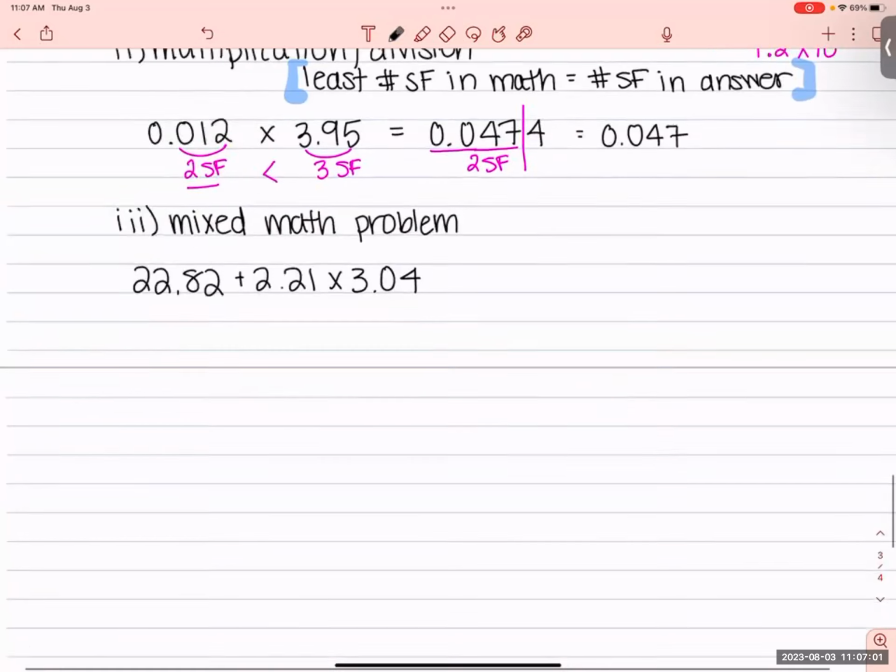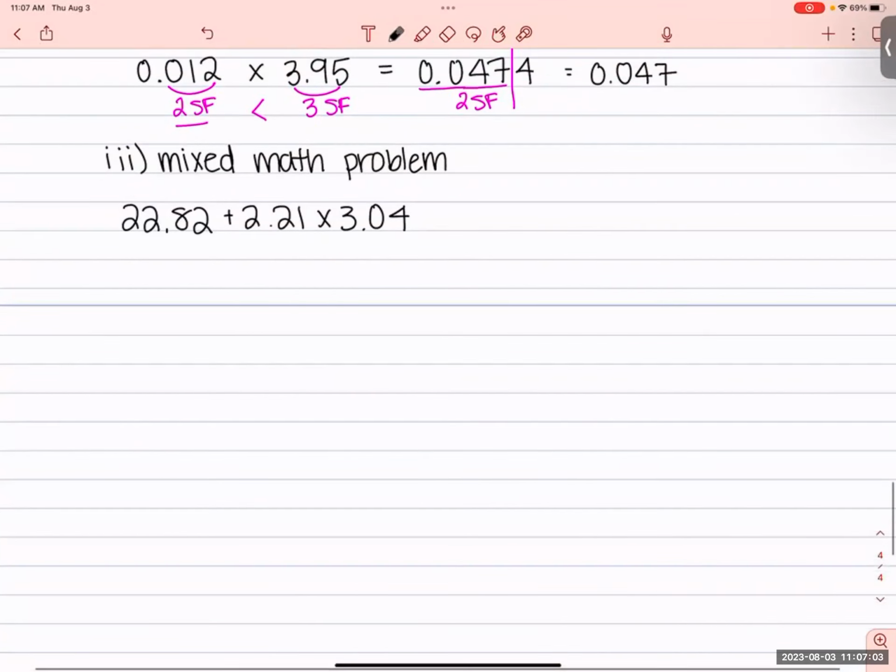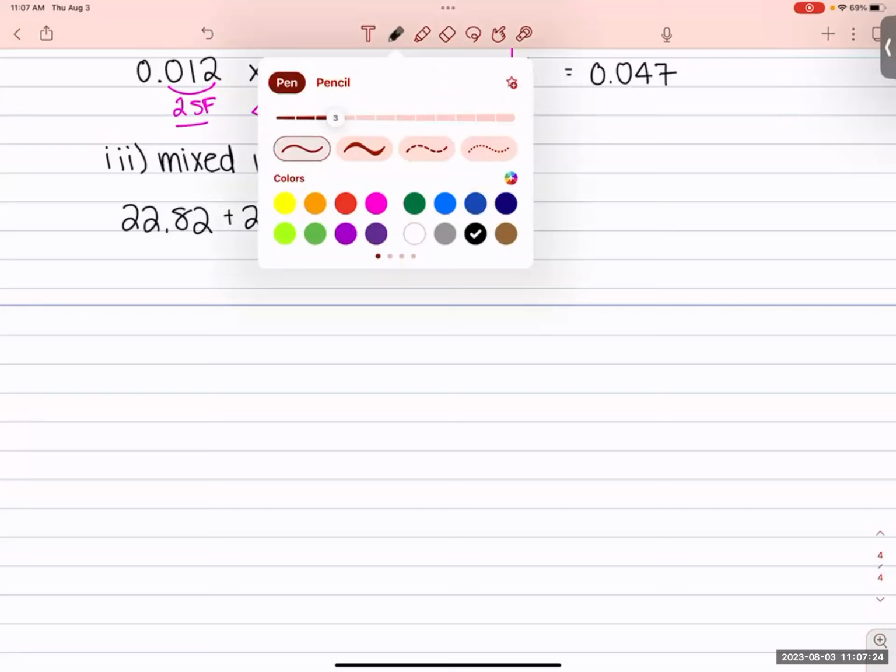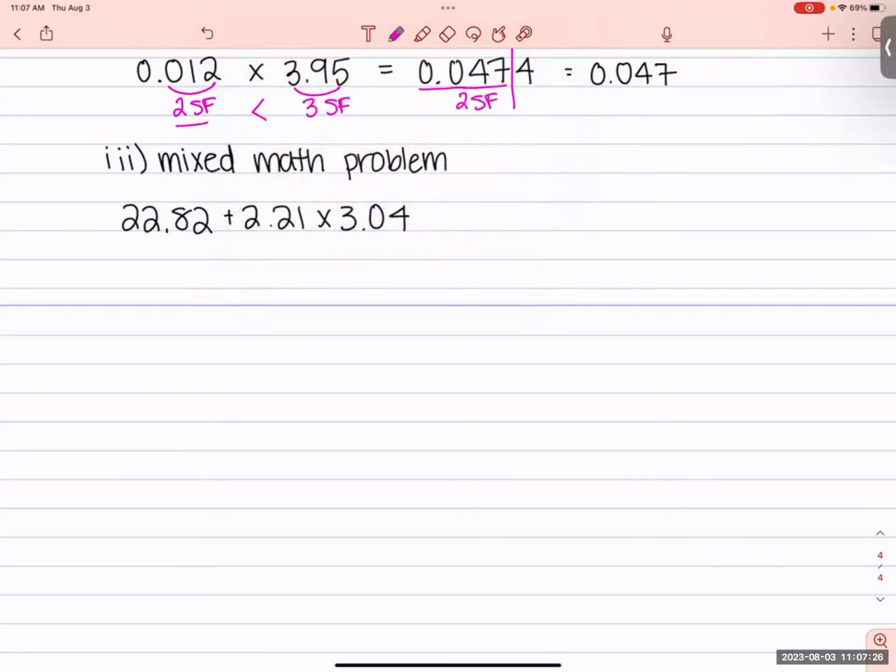And then lastly, let's do a mixed math problem. So if we have to mix up our significant figure rules, we have to do order of operations, and we have to consider the sig fig rule. It's not just the last thing you do that counts for sig fig rules. You need to track it as you go. So first we're going to do the multiplication because that's the first thing we do in order of operation.